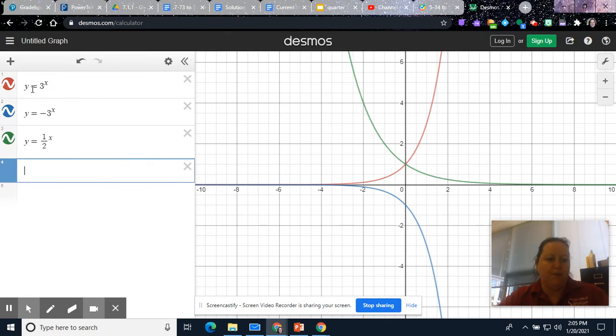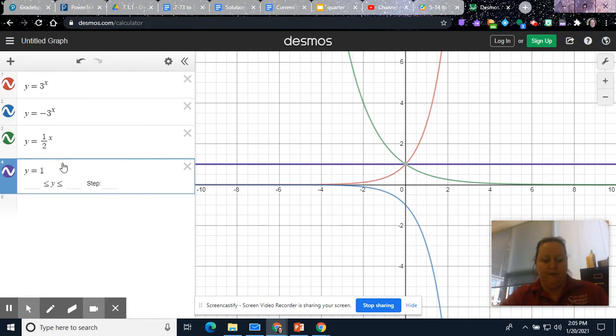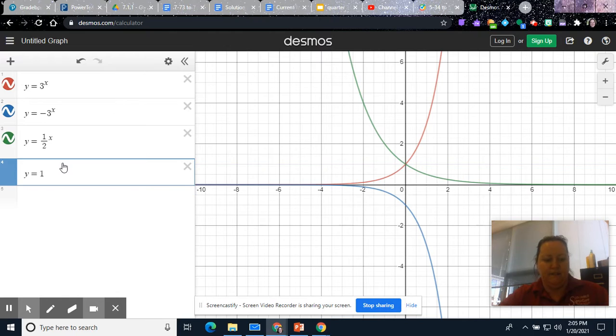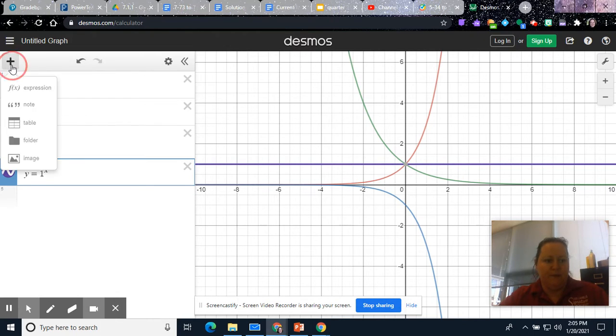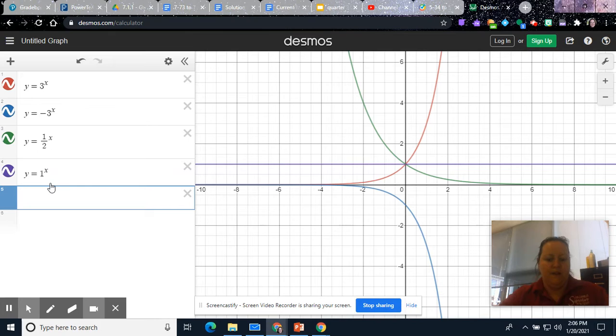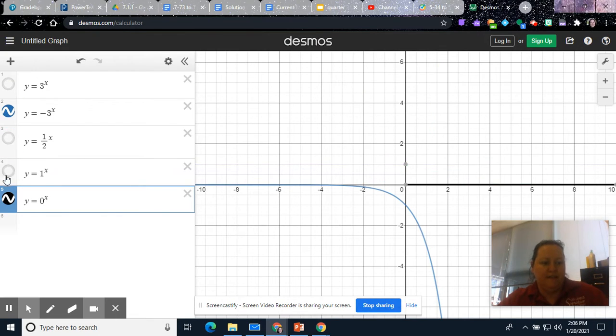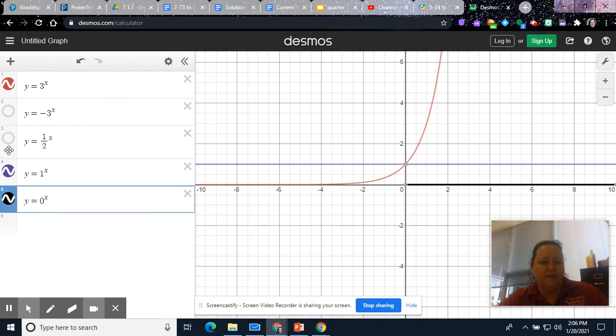And then let's do some of our boring numbers here. What if we do y equals 1 to the x? Or what about even y equals 0 to the x? There you go. So you can see different equations here and what happens to them. I'll click off and on so you can see them. Please go to Desmos yourself and play with these so you can see what is happening.